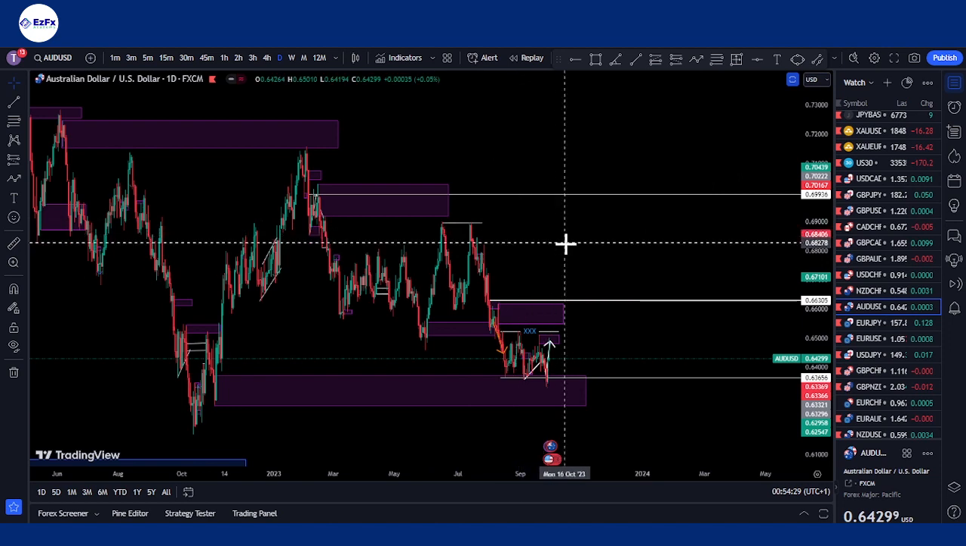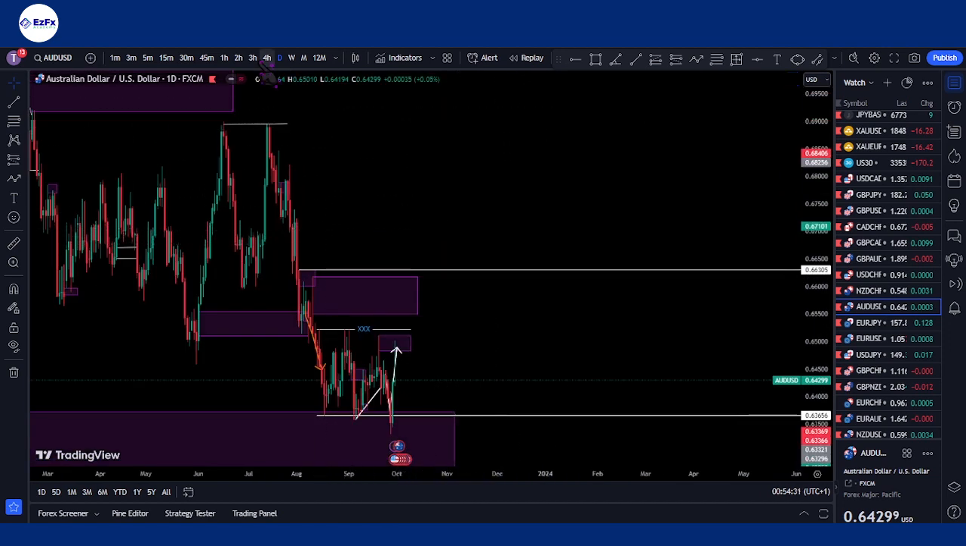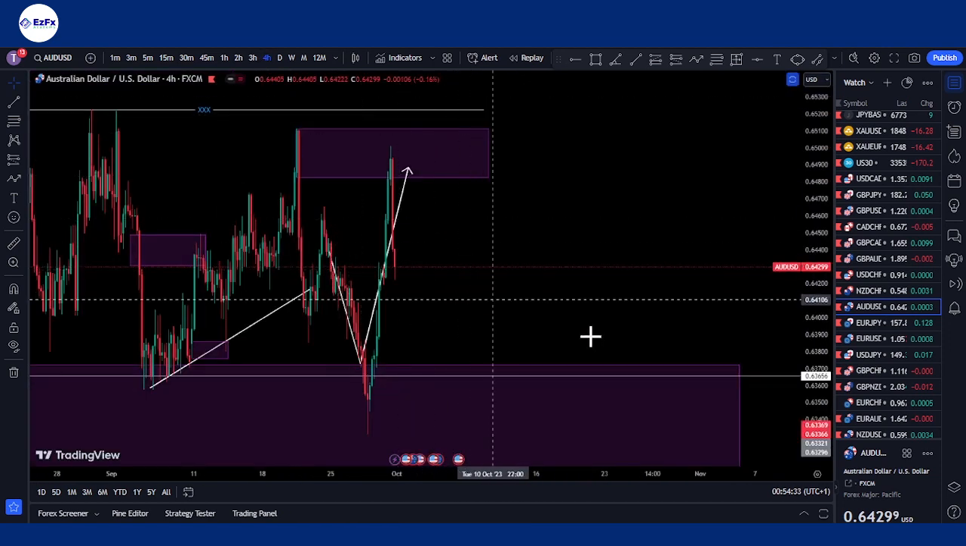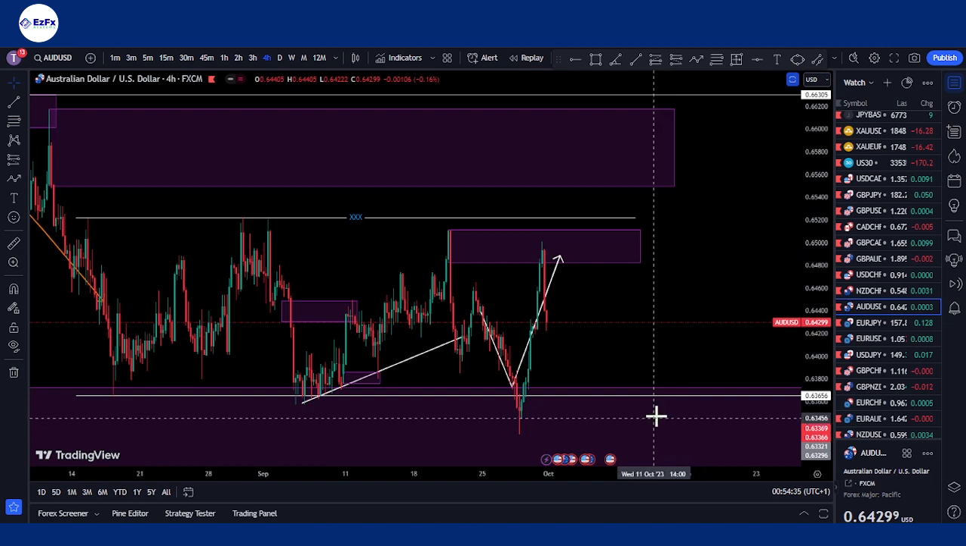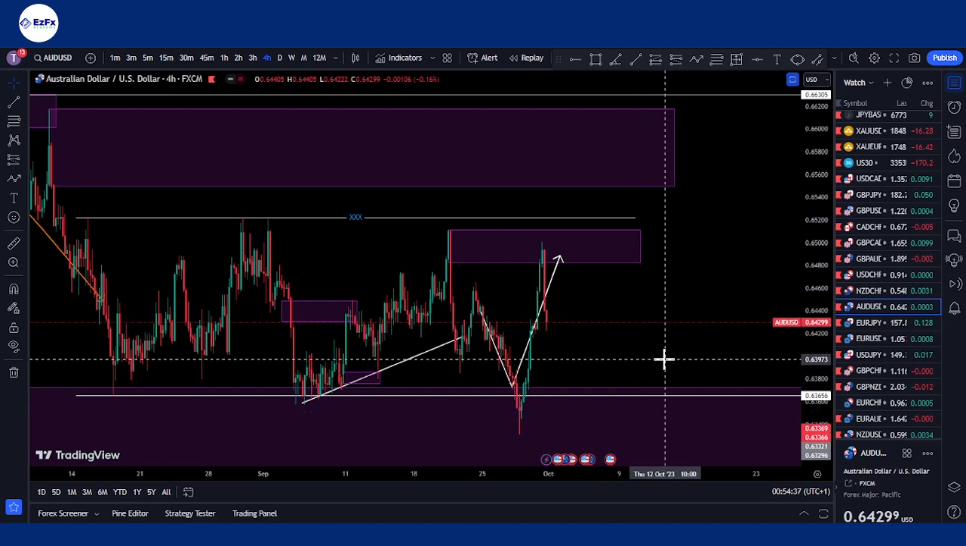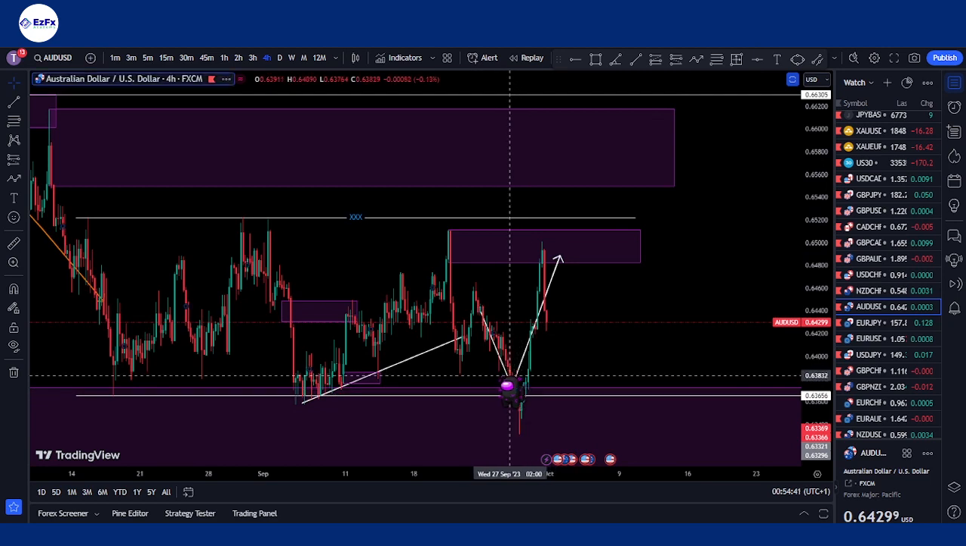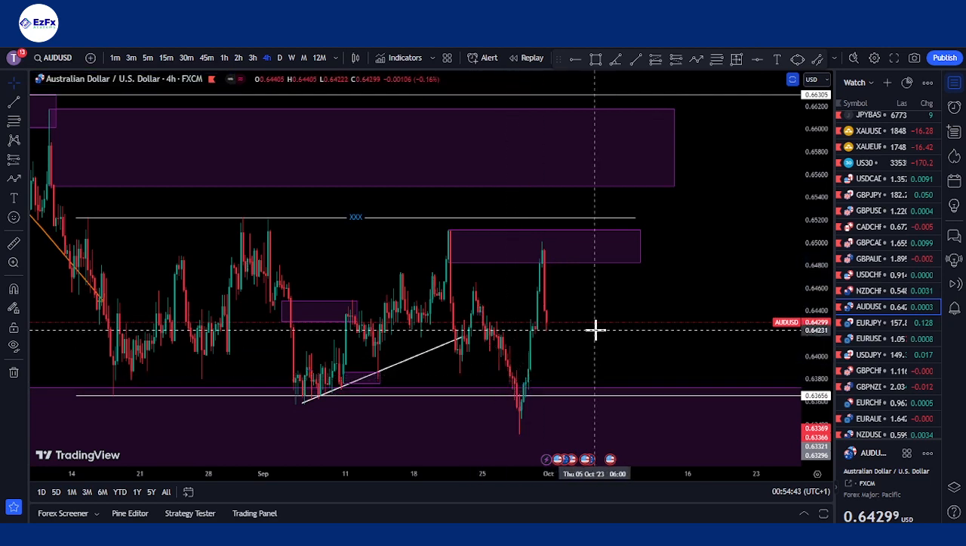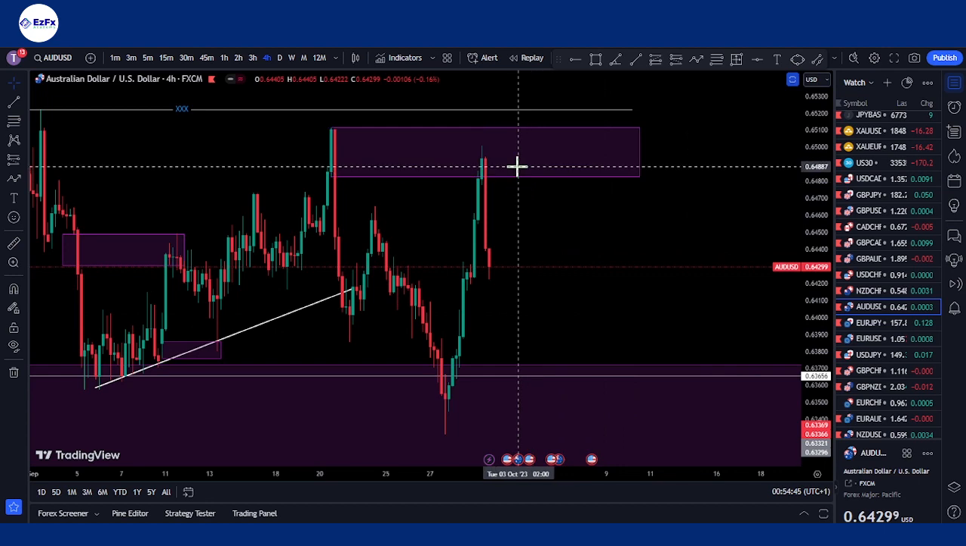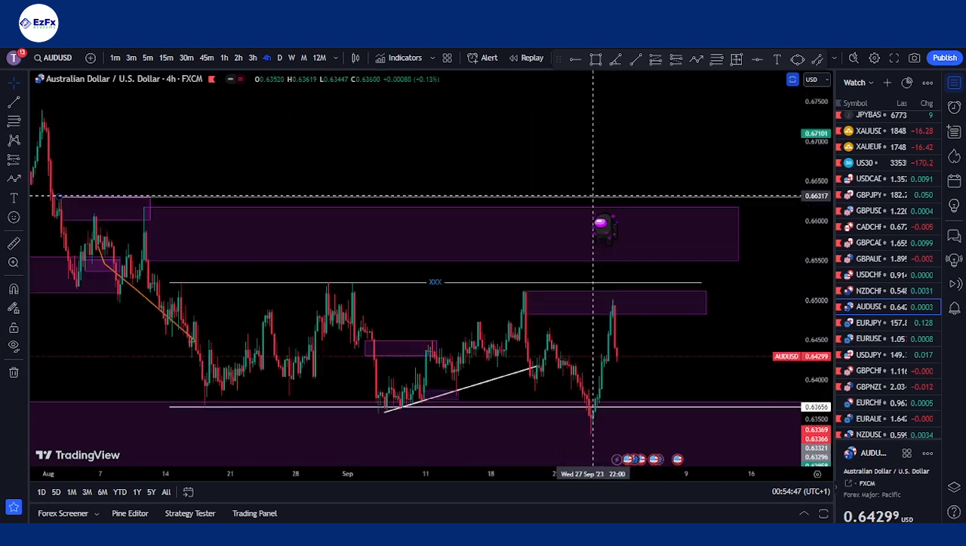So AUD USD played out quite well for us during the course of this week. We're expecting a sell to buy, and we got to see that happen quite well on AUD USD. We got to see that sell to buy during the course of last week. Let me delete this. Currently we are seeing that sell happening from here.